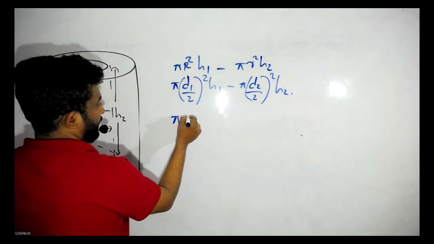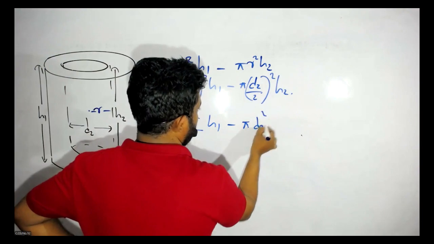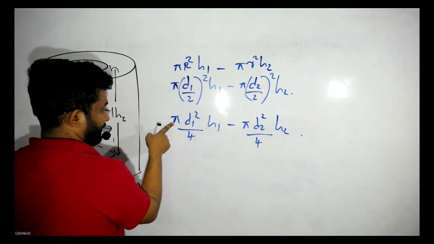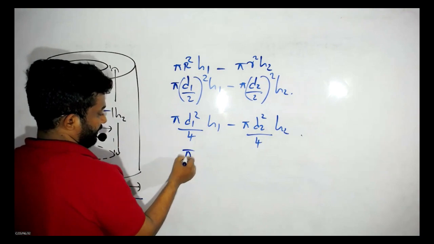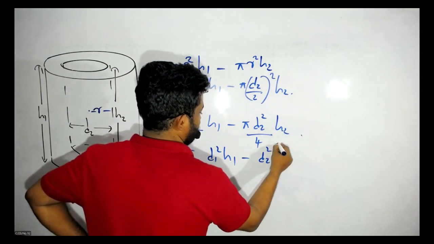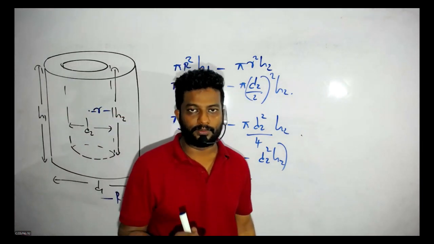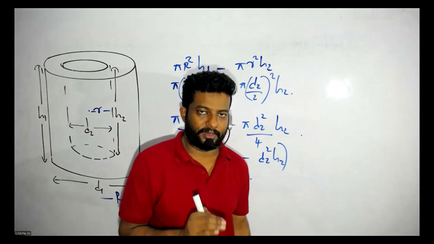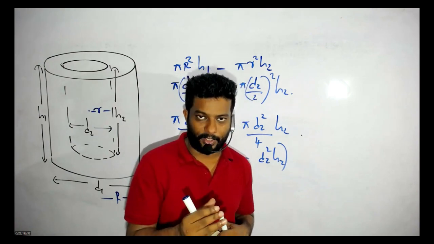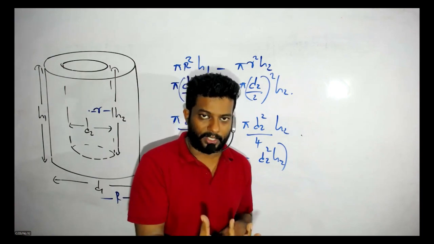Pi D1 squared over 4 times H1 minus pi D2 squared over 4 times H2. Then pi over 4 is the common factor, so factorize: pi over 4 times (D1 squared H1 minus D2 squared H2). This one is the answer. This is the expression for the total volume of this metal piece, right? In this question, you have to find the volume of the whole cylinder, then the volume of the cavity, then deduct the volume of the cavity from the total volume, right, Pute?